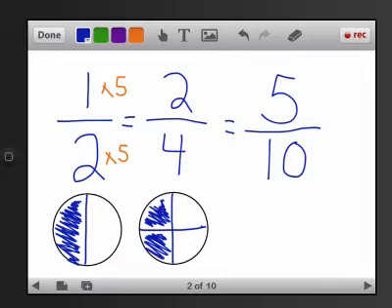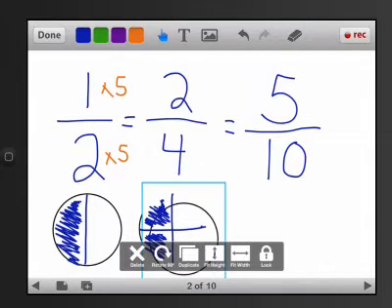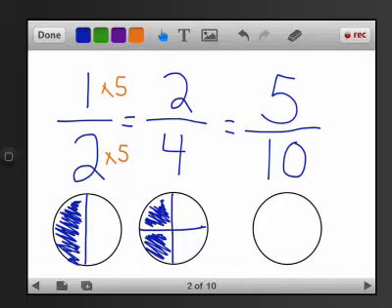In order to find an equivalent fraction, what I need to do is multiply the numerator and the denominator by the same amount. I'm going to quickly show you here on this circle how that would look.